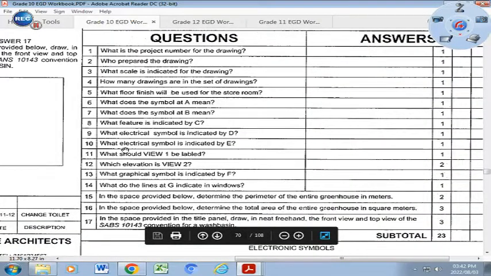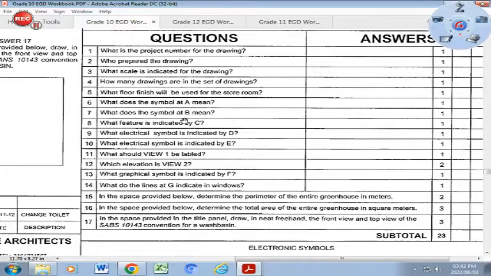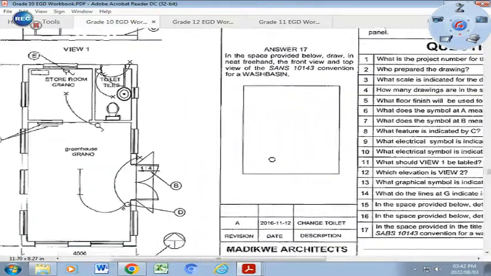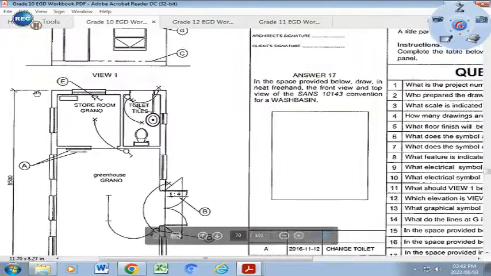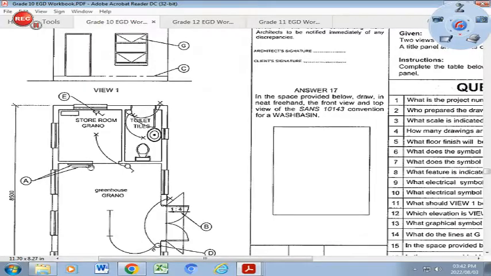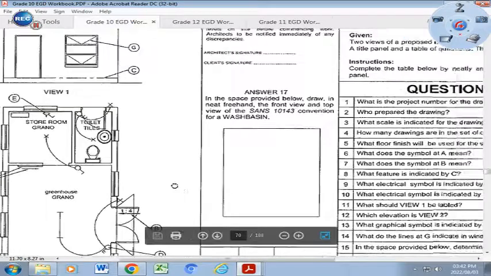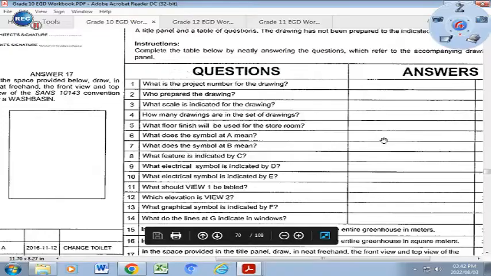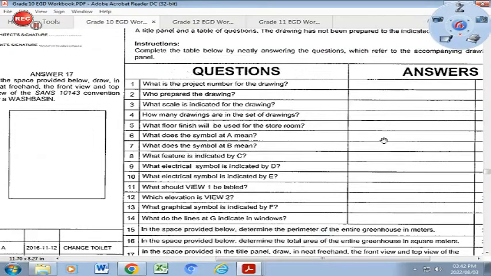Number 6, what does the symbol at A mean? And at the same time, we'll look at the symbol at B. So A and B, if we go here, you will find that A refers to that sliding door over there that closes up the storeroom. And the arrow also indicates the direction of closing at this point. So that is what we're going to fill in there. That is going to be a sliding door at A and the direction of closing. That means how the door closes, the direction in which the door will close.